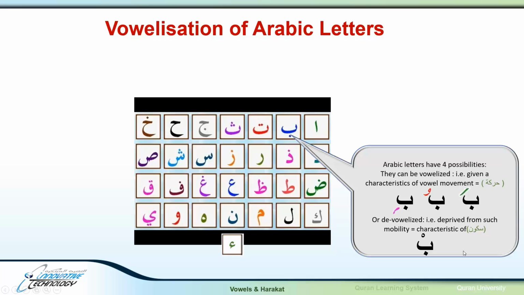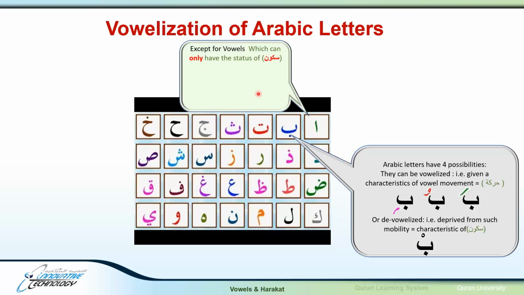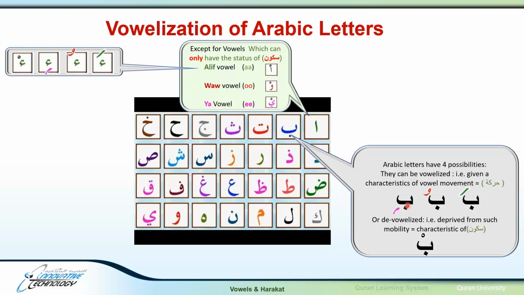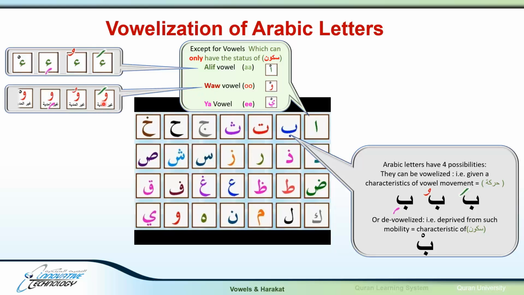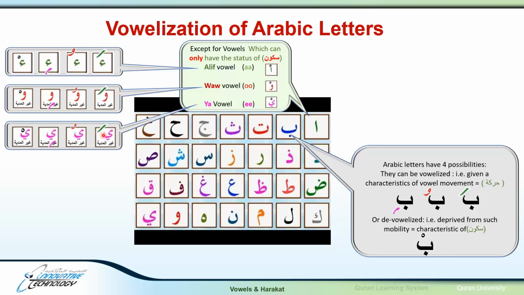Now, this is the case for all these letters except for the vowels. They only have one status, which is sukun. So a can only be sakin. Waw vowel, the u, can only be sakin. Ya vowel, e, can only be sakin. While the hamza can have all the four possibilities, fatha, dhamma, kasra, sukun. Similarly, the non-extendable waw can have all the four, fatha, dhamma, kasra, sukun. And the non-extendable ya could have the four, fatha, dhamma, kasra, and sukun.